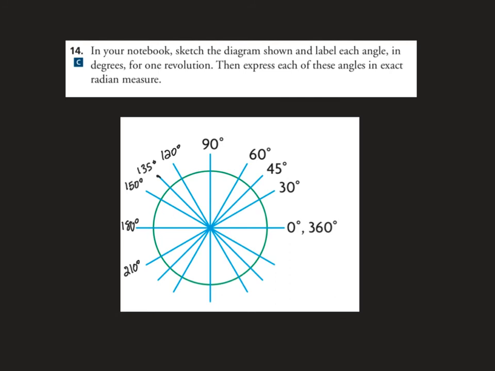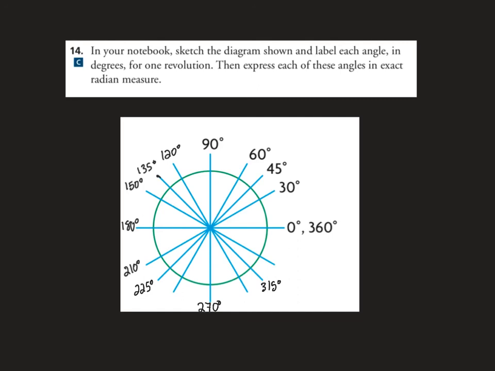Let's go down to the bottom here, 270 degrees. It's 180 plus another 90. And then halfway between 180 and 270, add 45, so 225 degrees. And halfway between 270 and 360 is going to be 315 degrees.